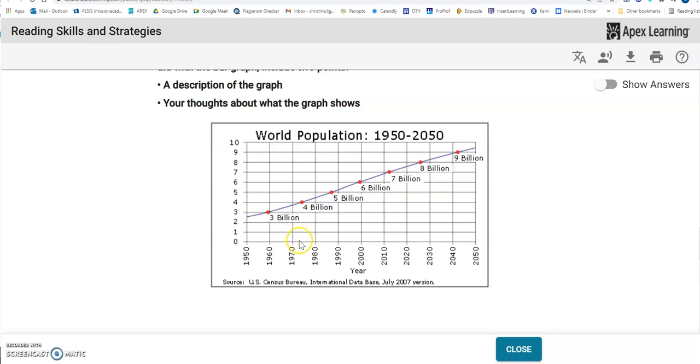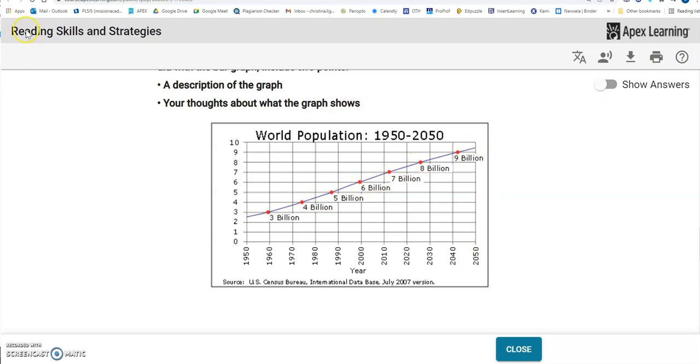In about, I would say this is about 1975, there were 4 billion people. In about 1988, there were 5 billion people, and so on. So what this graph is doing is it's telling you the world population and predicting the world population. It's basically saying, see how this keeps going up? We think it's going to keep going up.